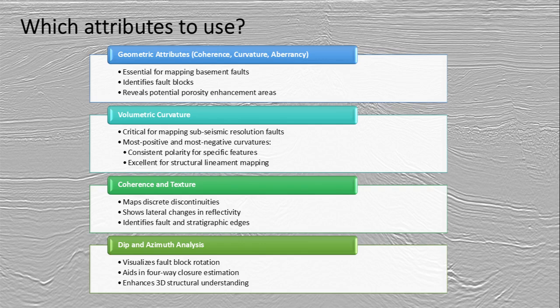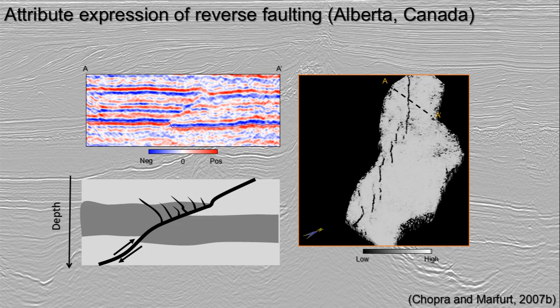There's coherence and texture. GLCM is the texture attribute we're a fan of right now, and those are great for discrete discontinuities and showing lateral changes in reflectivity. And then dip and azimuth analysis are always other ones that you should try to run for your compressional terrain goals, to help you visualize the fault block rotations and help you find those four-way closures. So let's look at some examples.